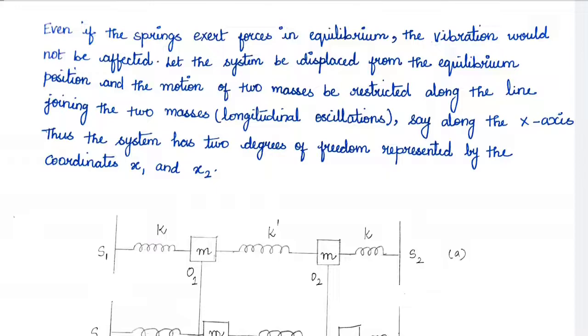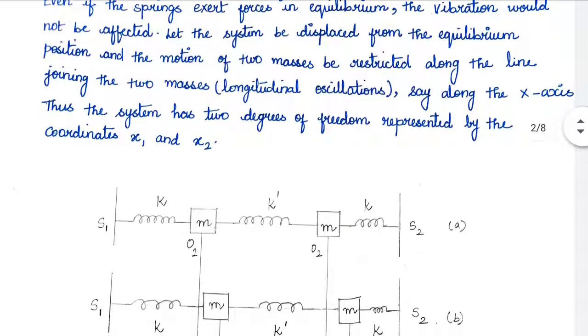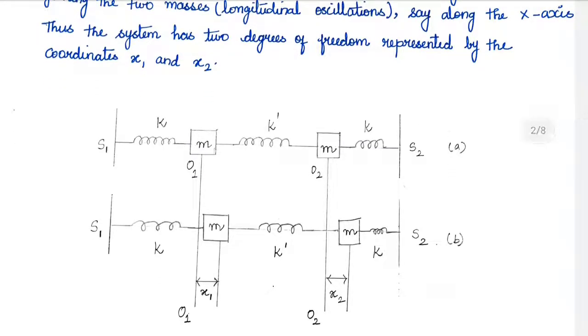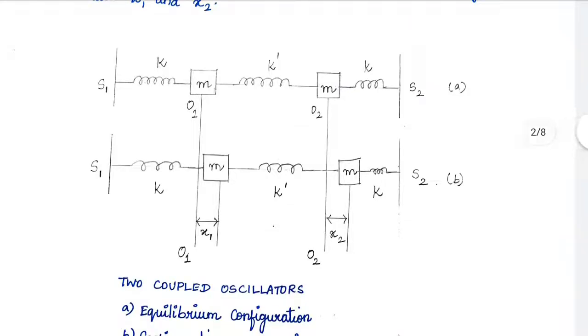But when you displace the system from its equilibrium position, the motion of the two masses gets disturbed, and it is restricted along only the line joining the two masses. That is, they can oscillate only along the longitudinal mode. For example, if the masses are along the x-axis, their degrees of freedom can be represented by the generalized coordinates x1 and x2. This is how the system will look.